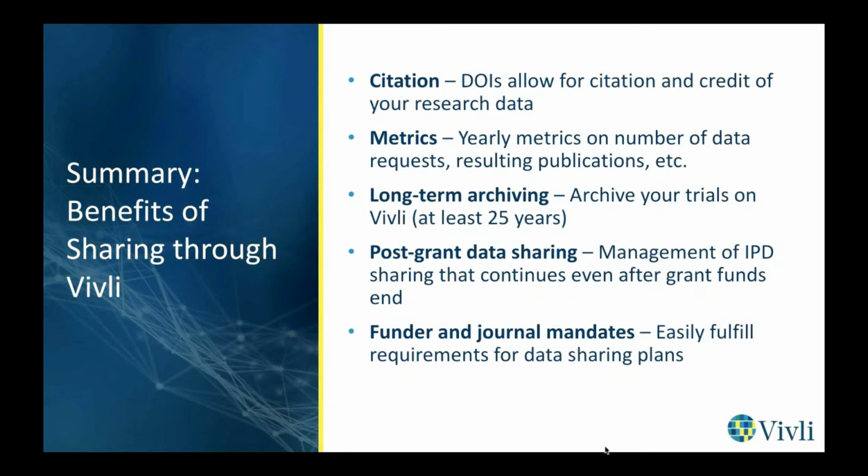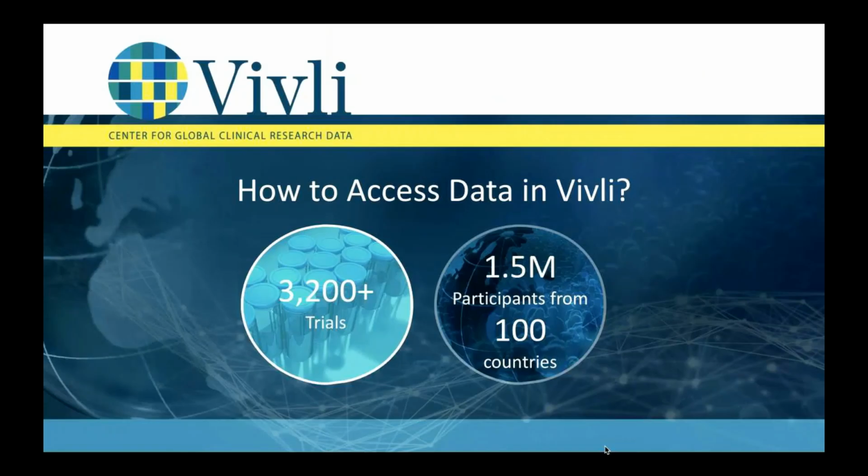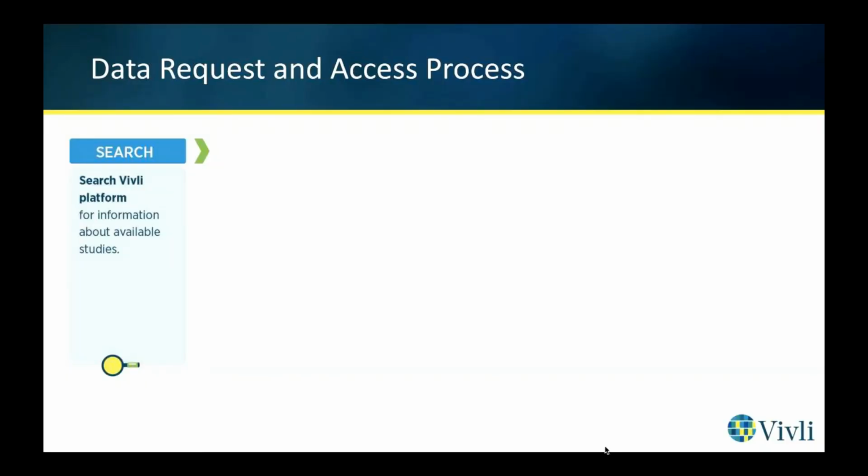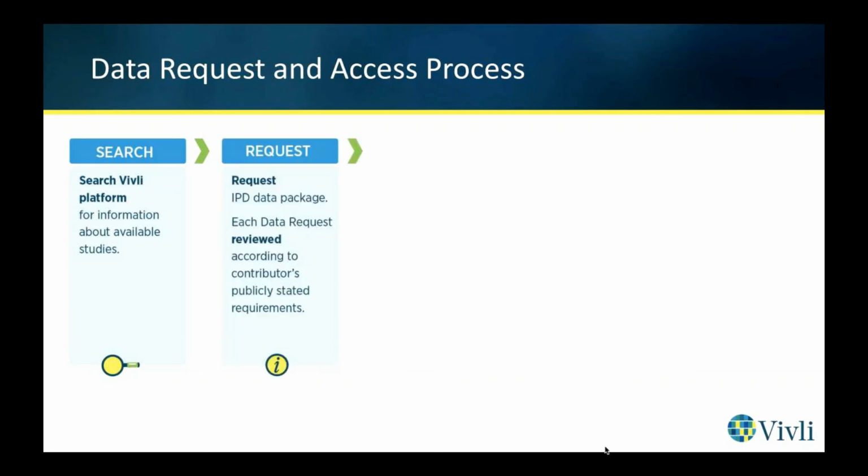What about accessing data? Vivli has over 3,200 trials. How does the data request process work? This is the data request and access process. Anybody can go to the Vivli platform and search for studies that have participant-level data available. You don't need to establish an account, and it's free to search. And it's also free to request data as well. You do need to establish an account, though, as you submit a request.